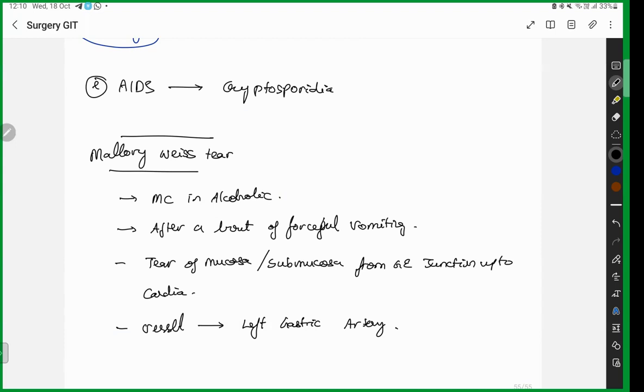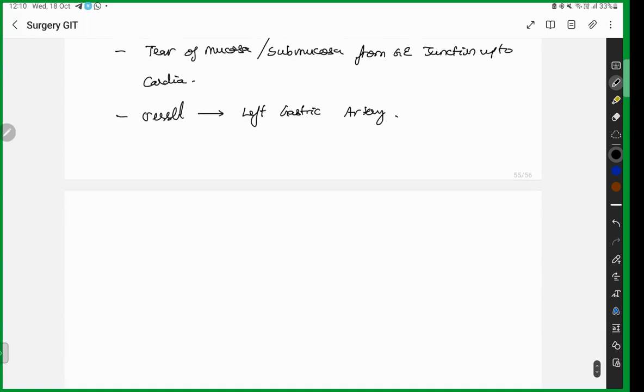Mackler's triad. Whereas in your Mallory Weiss tear, it is also alcoholic, a bout of forceful vomiting, with a tear in the mucosa and submucosa of the gastroesophageal junction up to the cardia. The vessel implicated here is going to be the left gastric artery, and this is going to be a self-limiting disease.